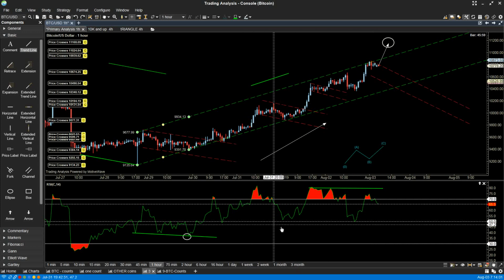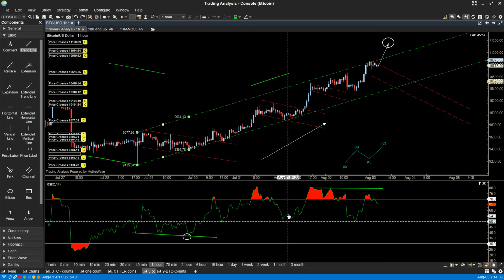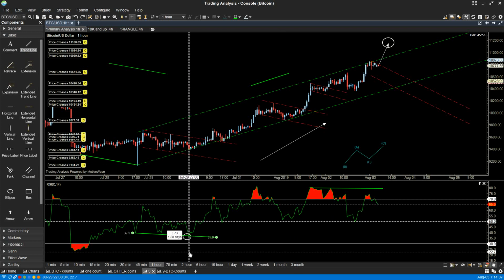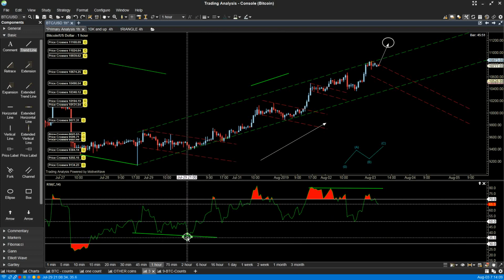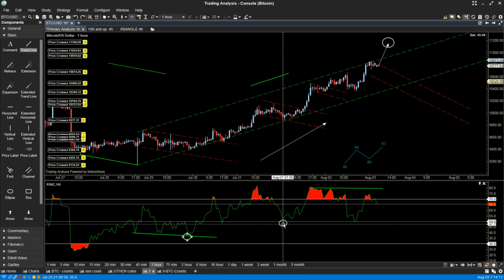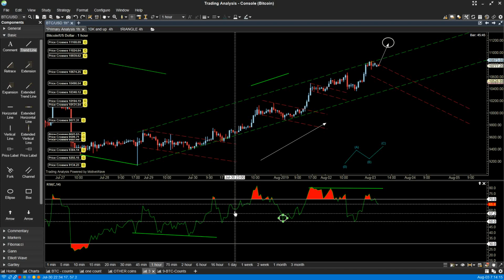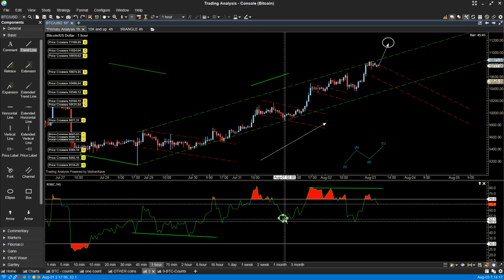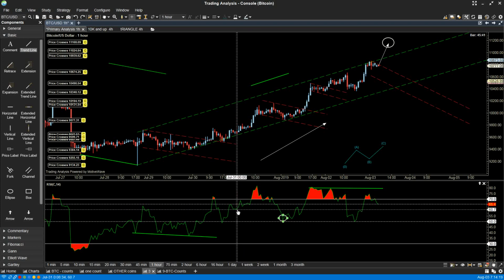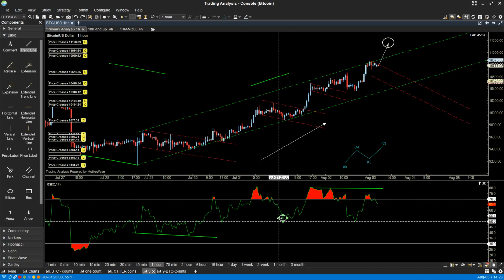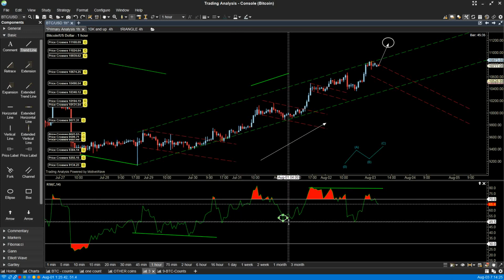Every correction comes with a hidden bullish divergence, every single one. This one came with a hidden divergence right there. This one here came with almost a hidden bullish divergence, because if you take it to this pivot, this is going lower, this is going higher. You see this? The next one comes right there.